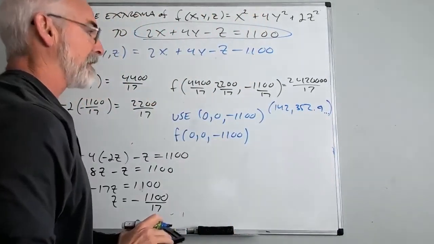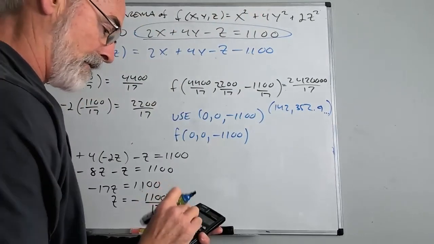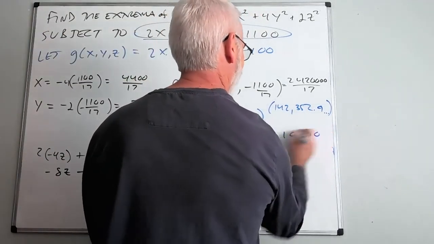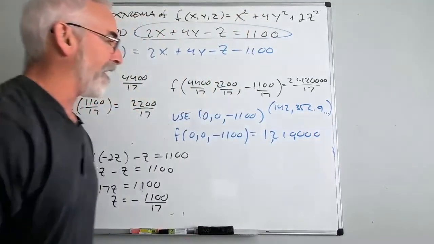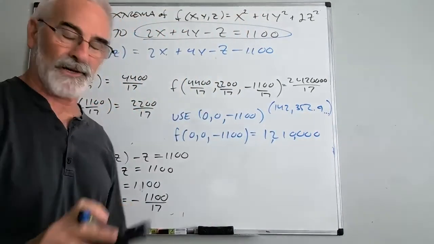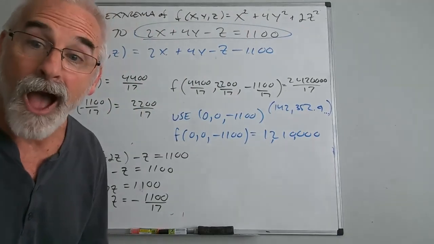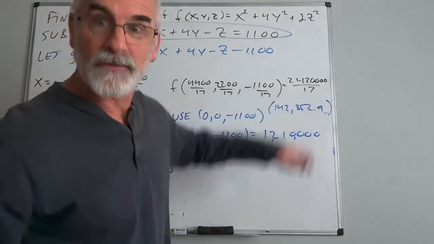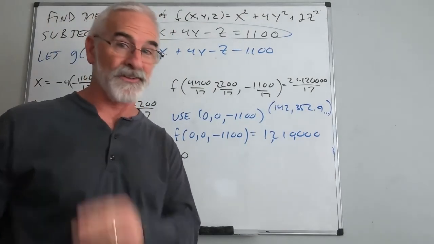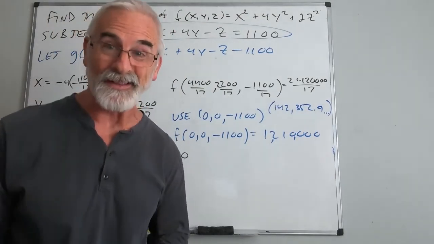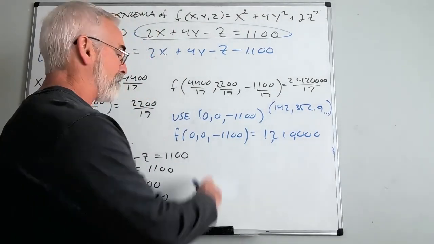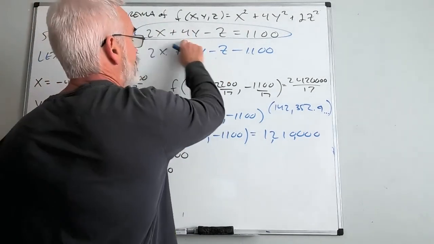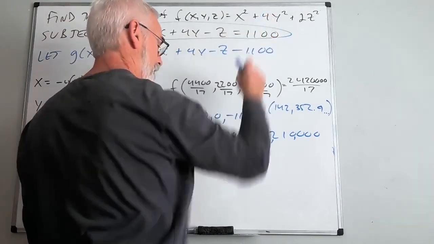Now let's test negative 1100. Oh, quite a bit bigger. It's about 8 times bigger. In other words, believe it or not, that's our absolute minimum, not the maximum. You all wanted to say maximum because it was so big, but it's actually the minimum. Because when I took 1 point on the constraint, 0, 0, negative 1100, and oh, you know what?